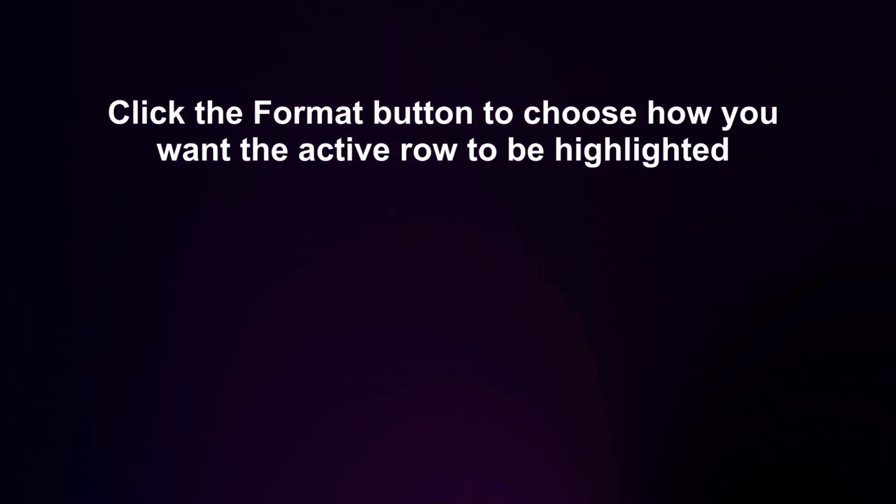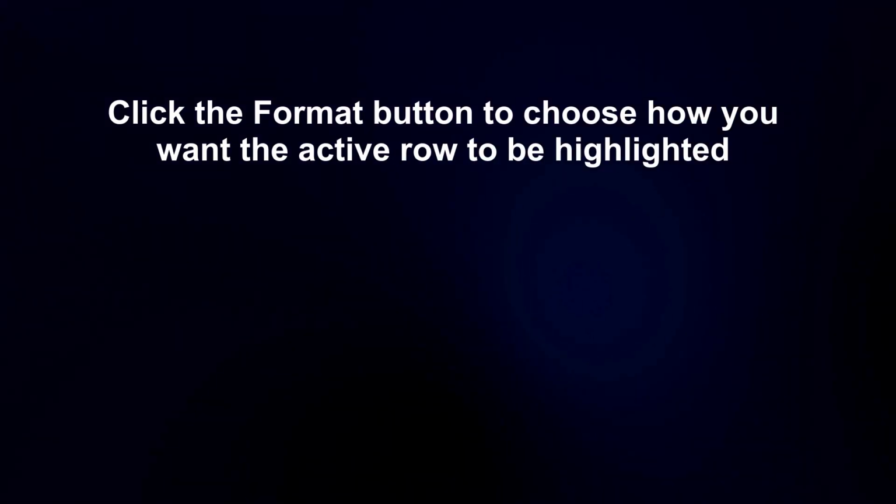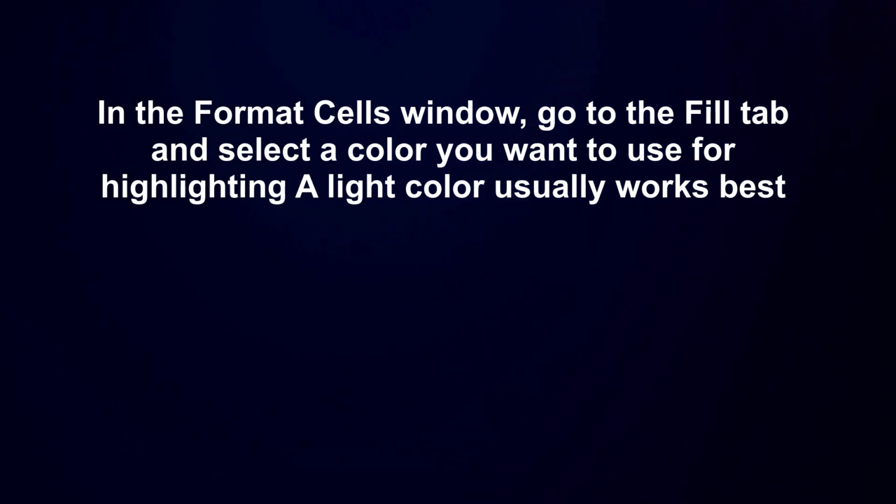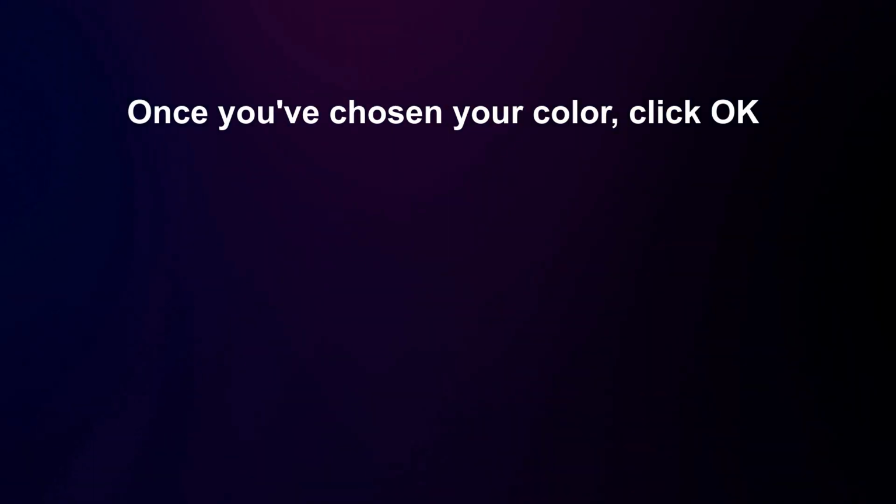Click the Format button to choose how you want the active row to be highlighted. In the Format Cells window, go to the Fill tab and select a color you want to use for highlighting. A light color usually works best. Once you've chosen your color, click OK.